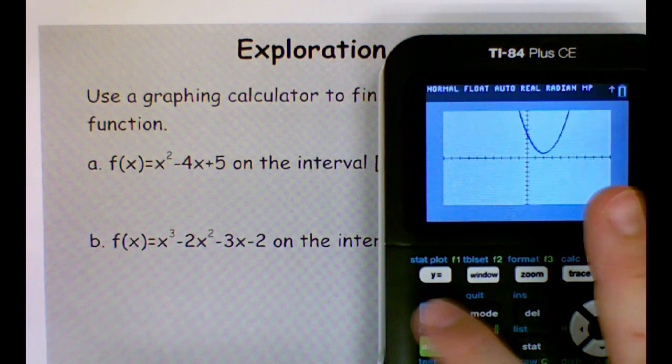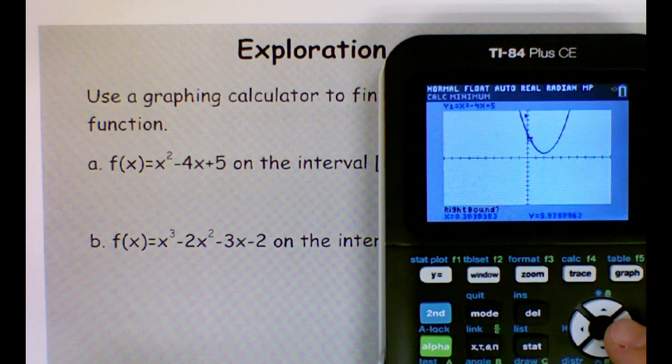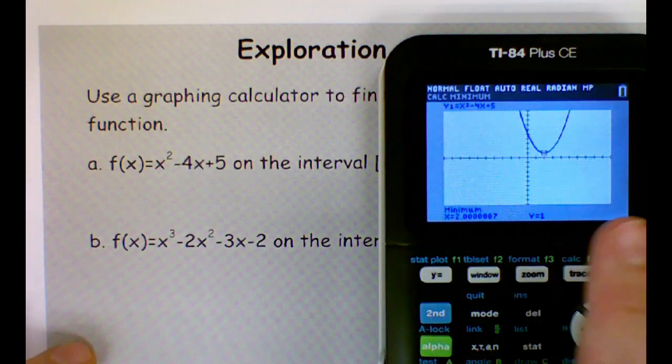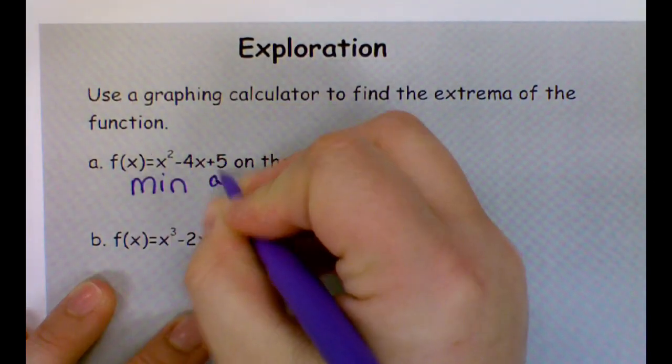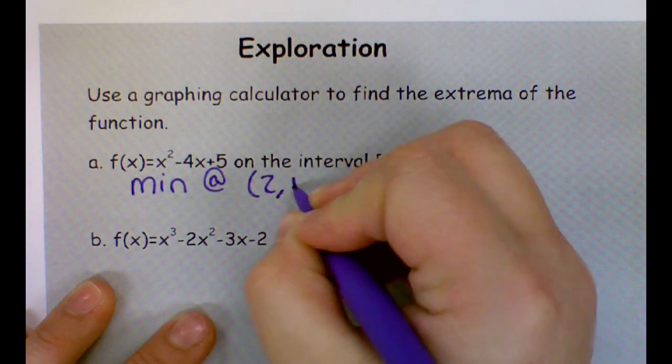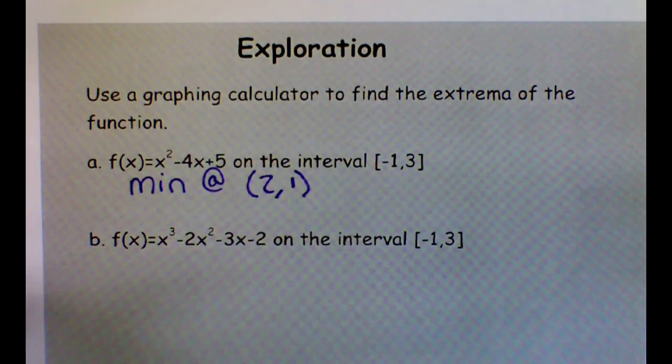So we calculate. I can see that there's a minimum, right? So here, get on the other side of it, press enter, guess, press enter. 2, 1 is my minimum. So I have a minimum at the point 2, comma 1. Because that's lower than everything else in the graph. 2 is between -1 and 3.